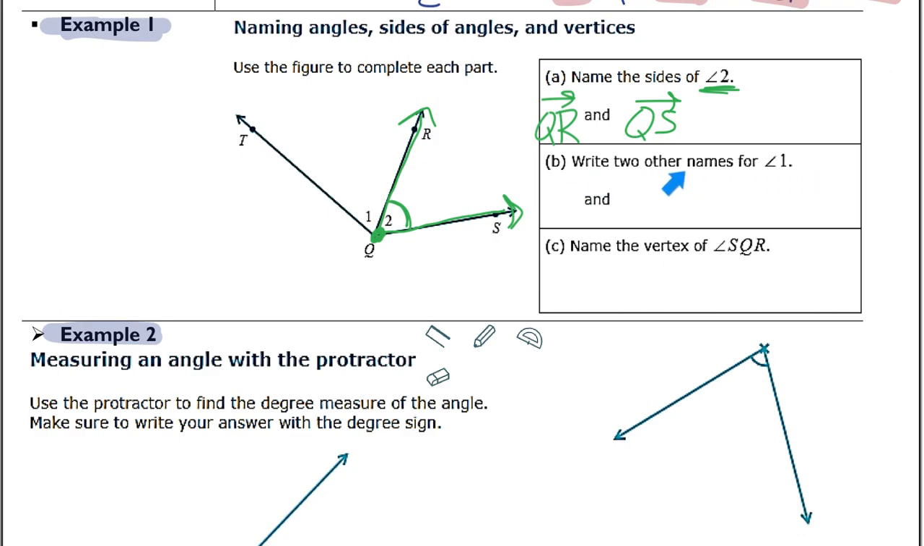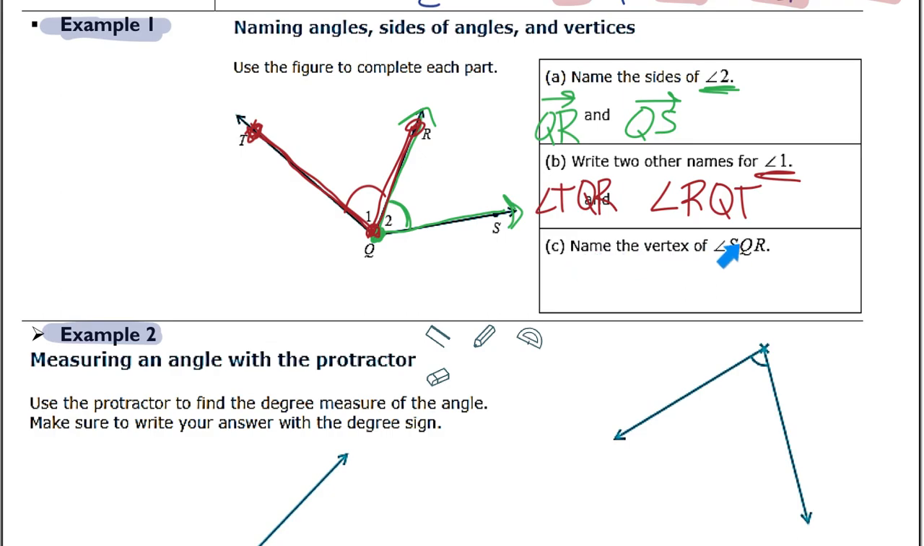So we're going to write two other names for angle 1. Let me do this in red here. Angle 1 is right here. In this case, we have to walk this. So we start with T and then Q. Q is the vertex, so it has to be in the middle. So we're going to do angle TQR. And then lastly, the backwards way: angle RQT. So it just kind of walks backwards. It's RQT, or TQR. The letters are in the same order, but just backwards. And that's how we would name that.